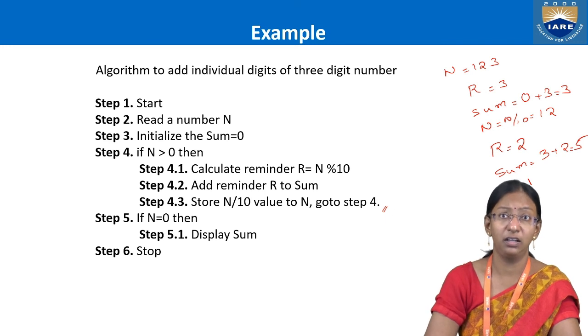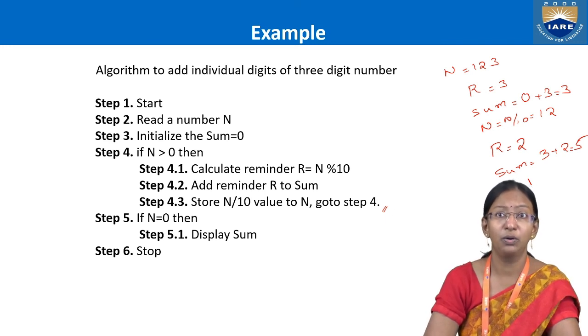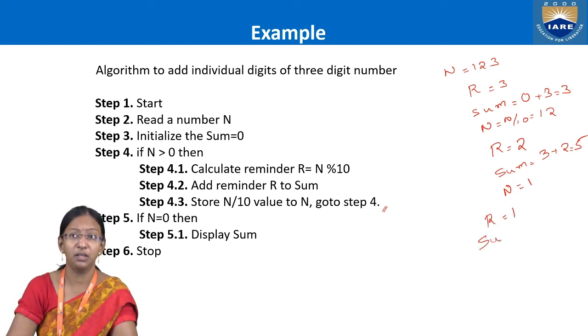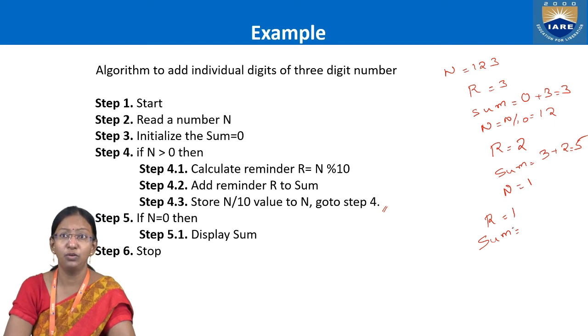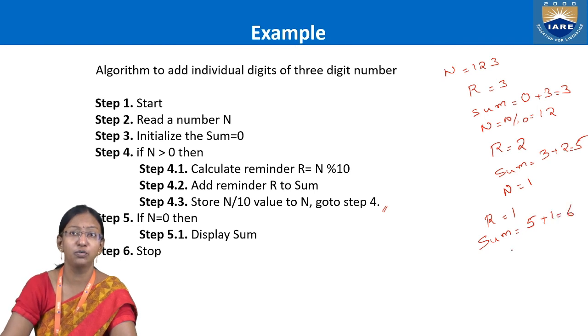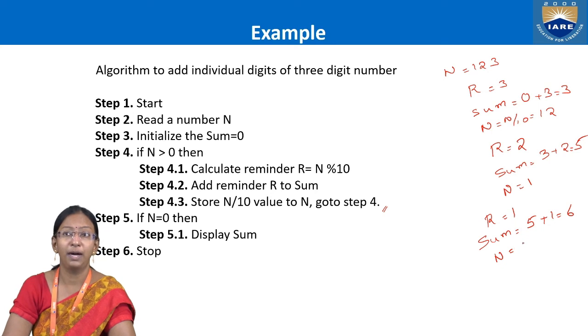Then it is saying go to step 4 once again. Is n greater than 0? Yes, 1 is greater than 0. Again perform the same step. That is 1 mod 10, which is 1. Now sum is equal to, what is the current value of sum? It is 5. 5 plus 1 gives rise to 6. Now calculate the value of n. 1 by 10 will give you the answer 0.